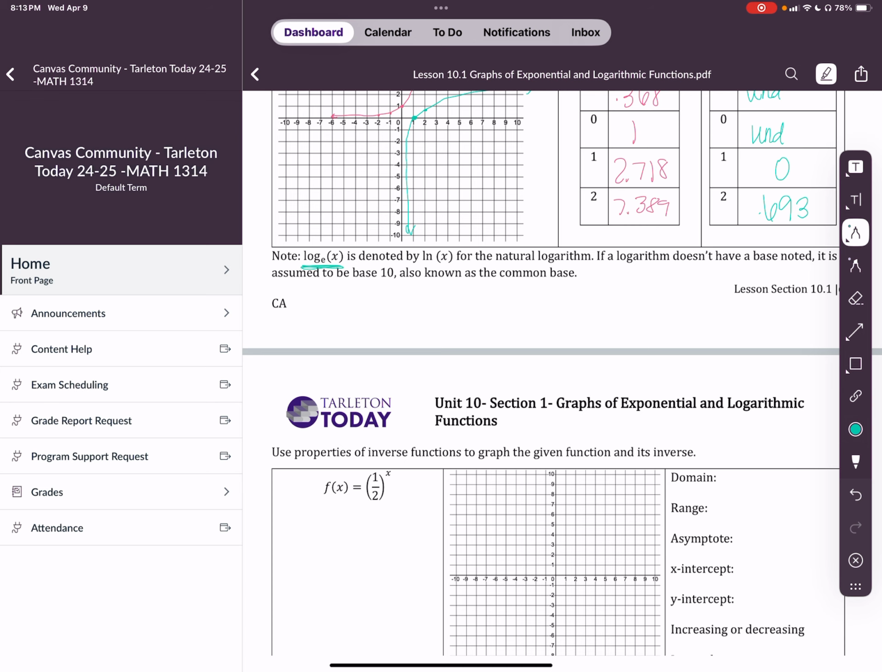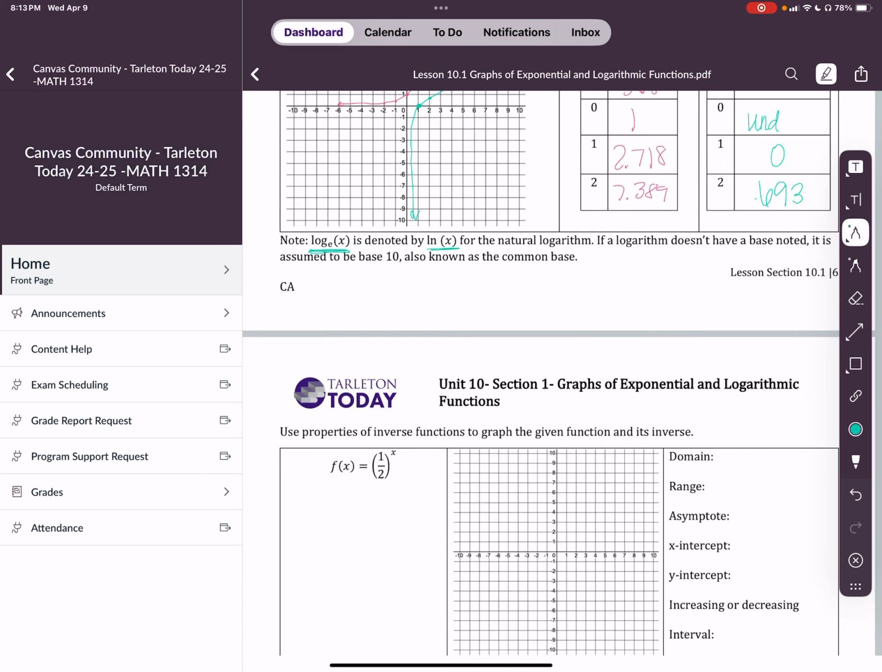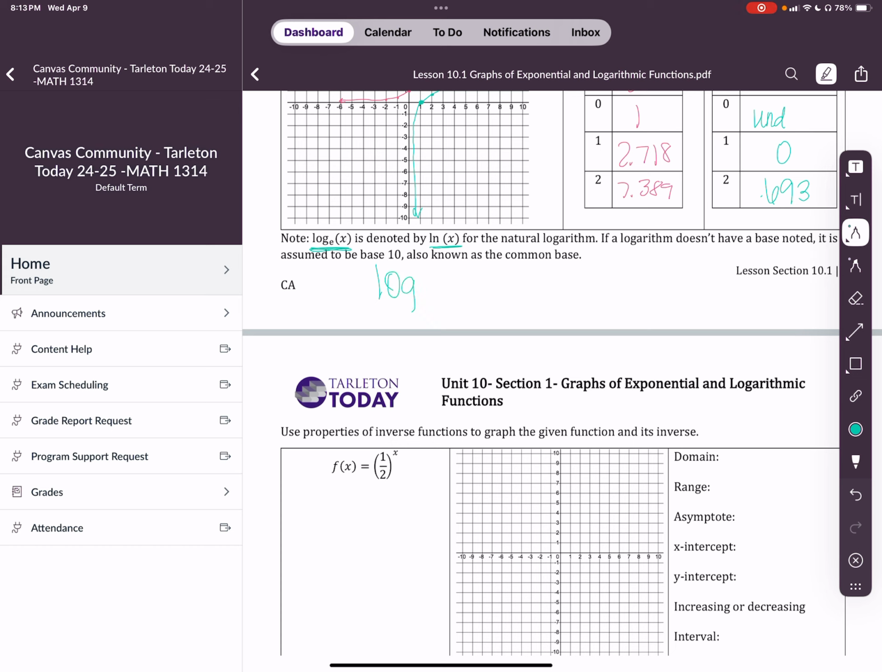But one thing to note is that log base e of x is notated by the natural log. If you have something that says log of x, and there is not a base noted, that base is 10. If you have log with a subscript of 2 and then an x, that log has a base of 2. But if nothing is there, the base is 10. That's also known as the common base, which is the reason for nothing being there.